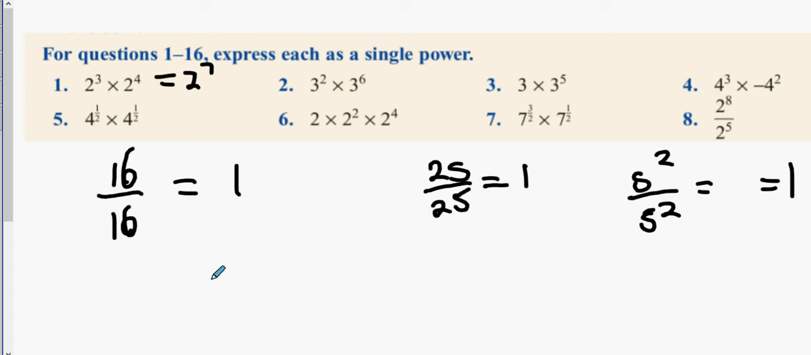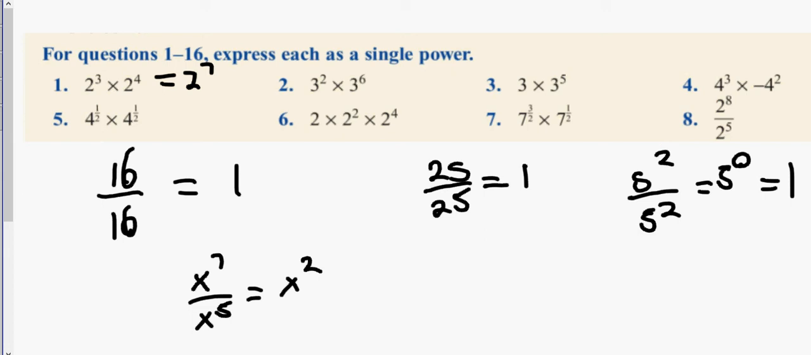I get what you're saying. Remember we did this earlier, guys? x to the power 7 divided by x to the power 5 is x to the power of 2. So what's that? 5 to the power 2 divided by 5 to the power 2? 5 to the power of 0. 5 to the power 0 is 1.